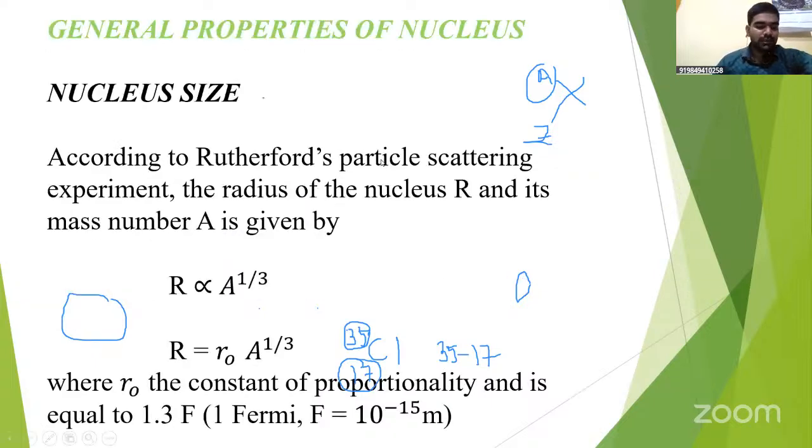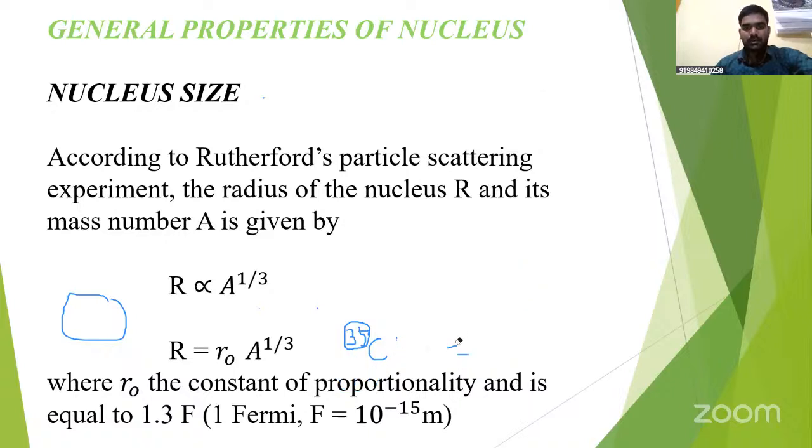So let us see the first property, that is nucleus size. How will the size of the nucleus be? If you see a pin, it is small, right? The nucleus of that pin will be very, very small, so it is in Fermi levels.